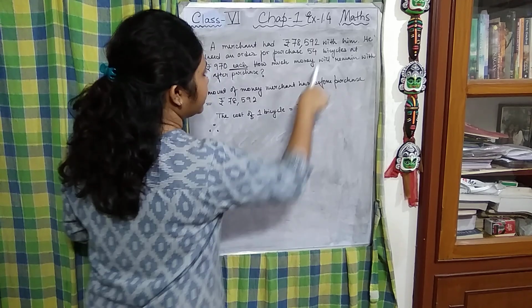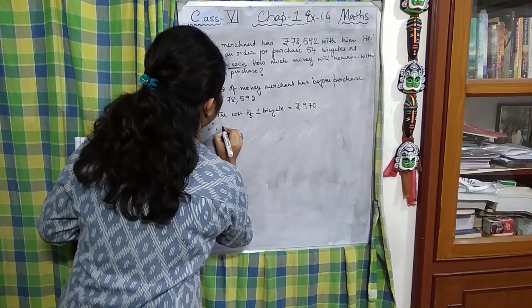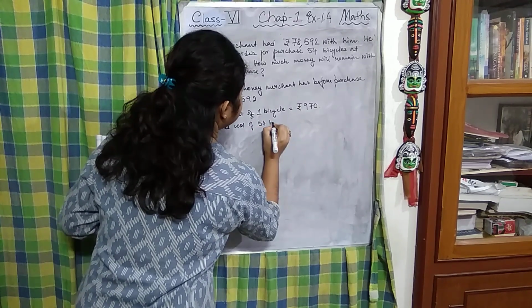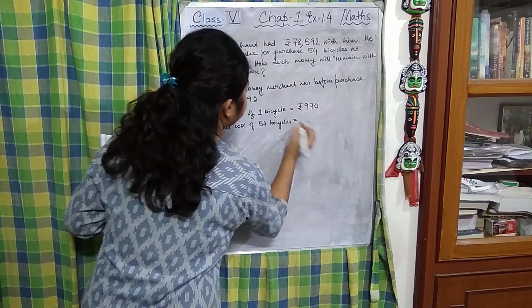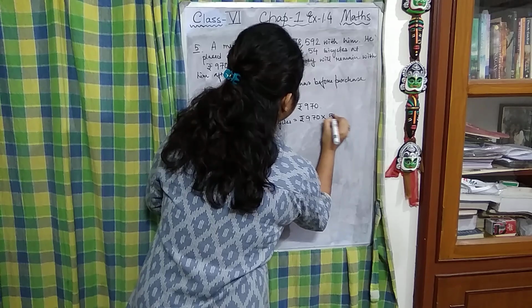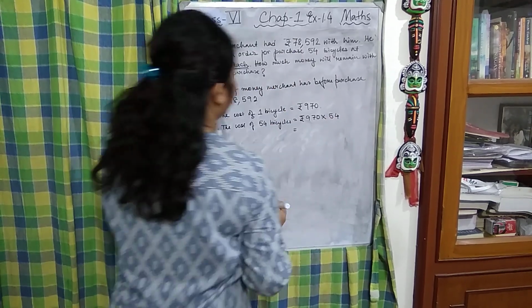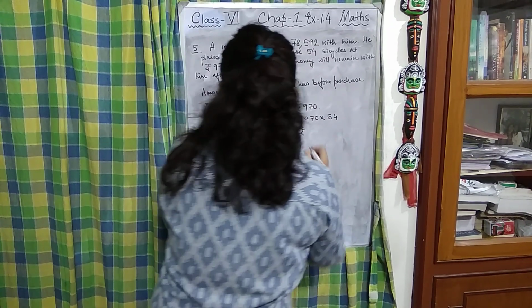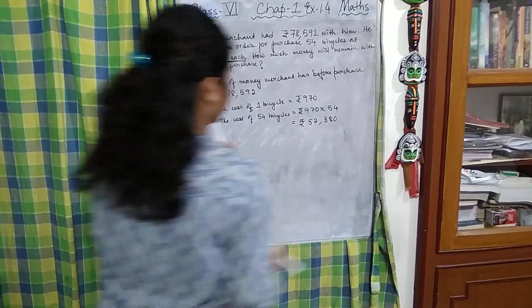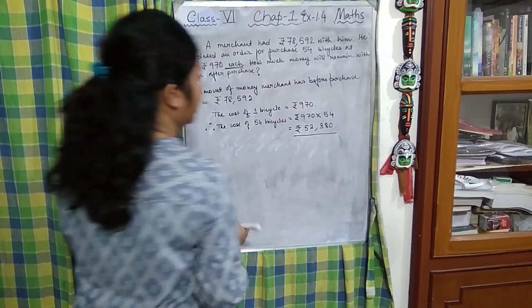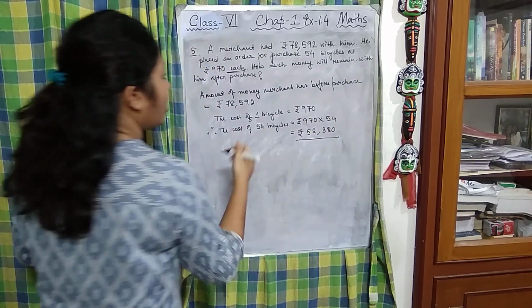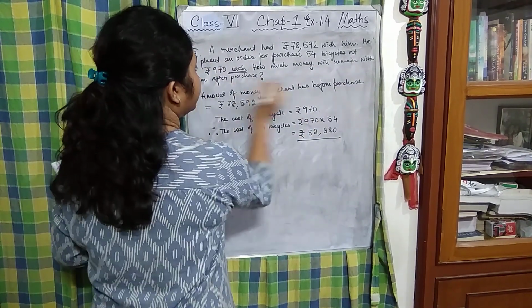Therefore, how many bicycles he bought? 54 bicycles. Therefore, the cost of 54 bicycles will be rupees 970 multiplied with 54, to give a number of 52,380. Okay. Now after the purchase he has to give this much amount. Okay. Now how much money will he remain with after purchase?